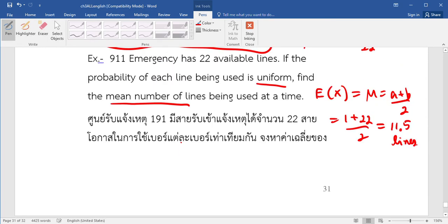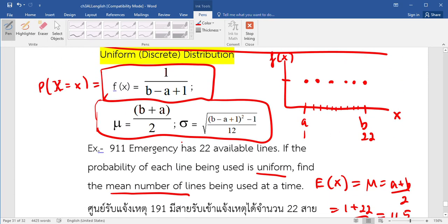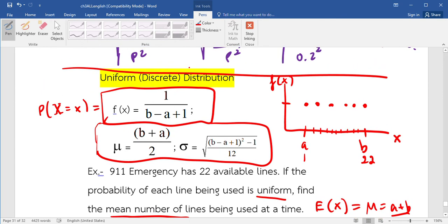So that's uniform distribution. You use it when there are equal probabilities of occurring for x for a certain range of x values. If they have equal probability, then that would be uniform. By the way, this is for discrete distribution. Here we're talking about discrete uniform. If it is a continuous variable, we also have uniform distribution, but we're going to use a slightly different formula.